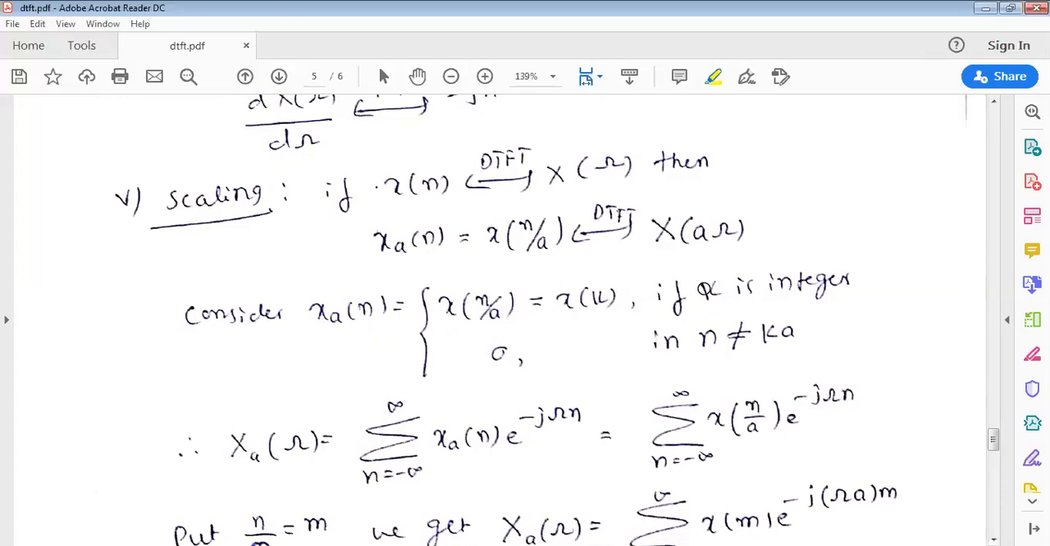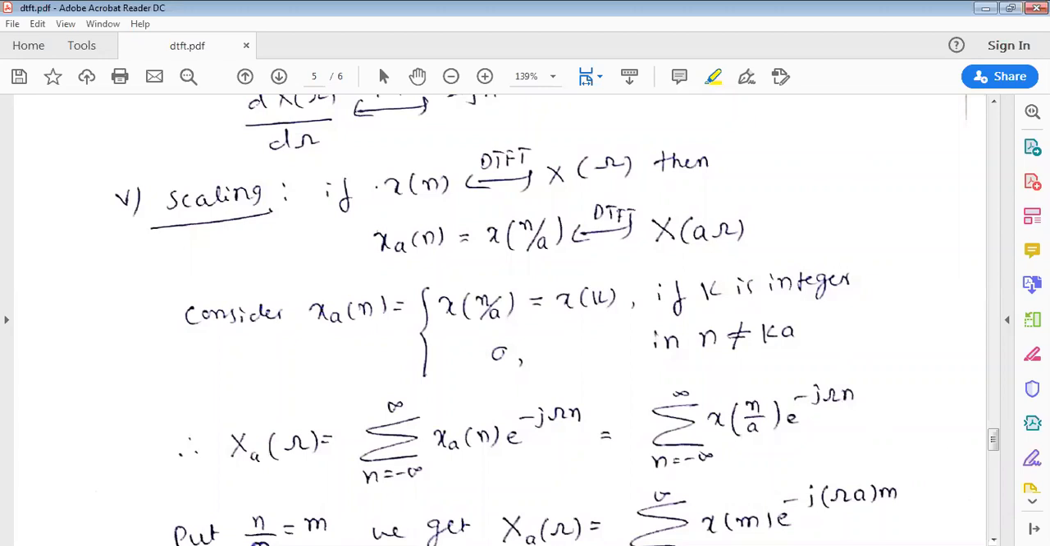x_a of n is equal to x of k only if k is an integer. Let us say a is 2. If n is 1, it becomes x of 1 by 2, and a 1 by 2 sample doesn't exist. If n equals 2, it becomes 2 by 2, that is 1. If n equals 3, 3 by 2 doesn't exist. If n equals 4, then 4 by 2 becomes 2, it exists. Therefore, you should take only such samples where n by a is an integer. If n by a is not an integer, it will be 0.5, 1.5, 2.5 and so on. Those samples do not exist, and when they do not exist, those values are taken as zeros.